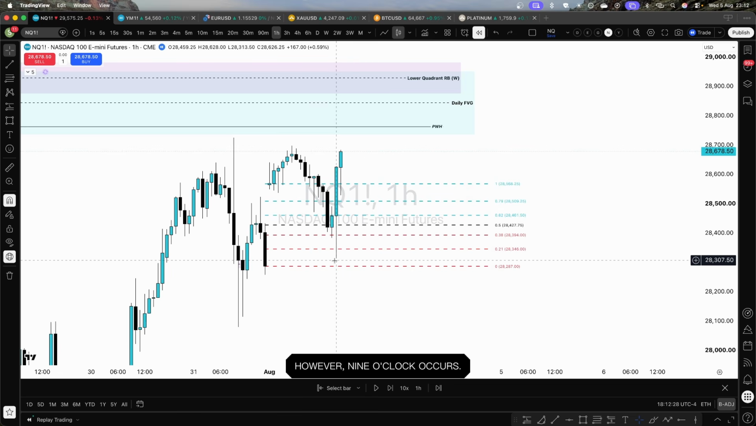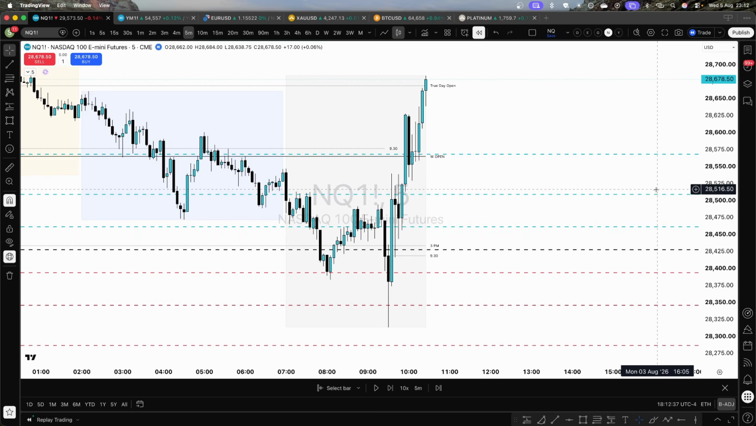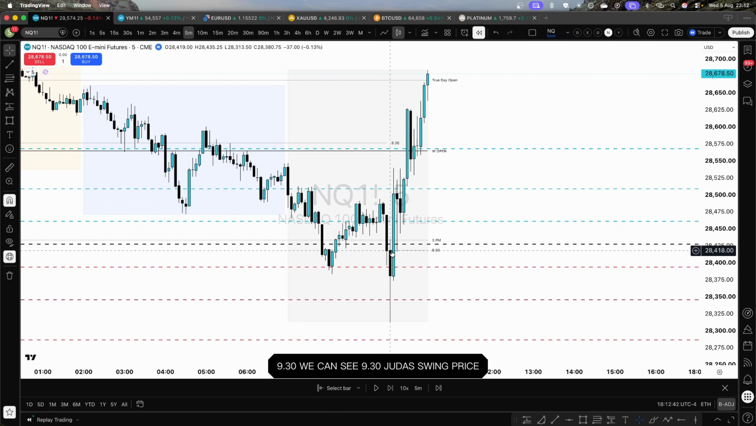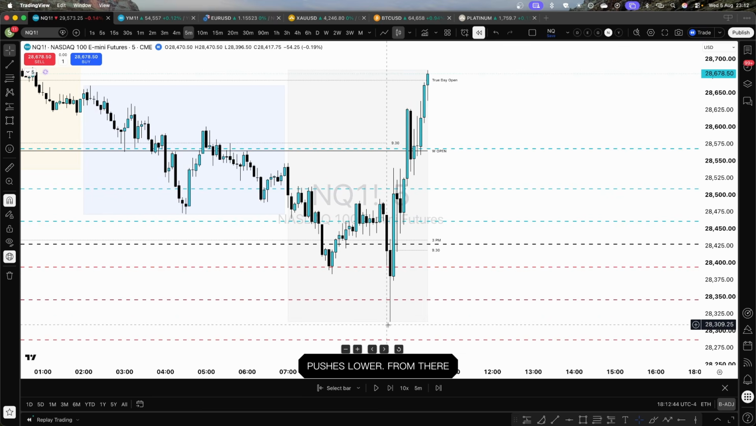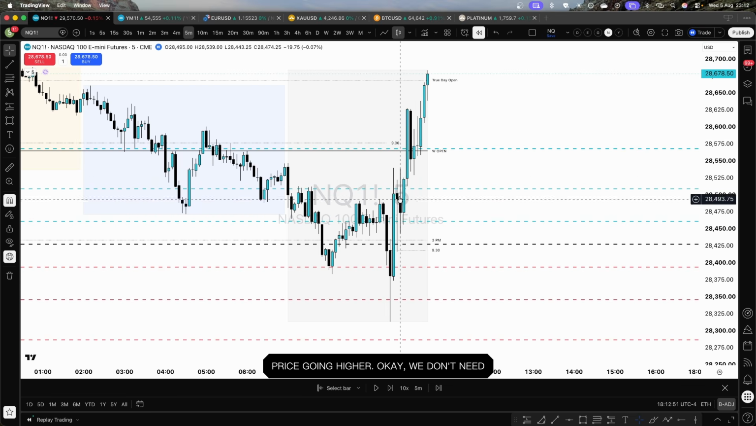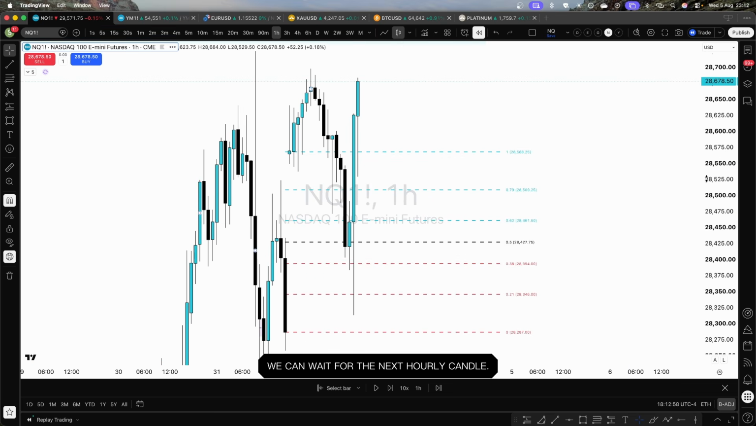However, 9 o'clock occurs. We have the Judas swing at 9:30. Let's go down to the 5 minutes so we can see it clearly. At 9:20, 9:30, we can see the 9:30 Judas swing. Price pushes lower. From there onwards, we can start to see price going higher. We don't need to rush and start buying at this current moment in time. We can wait for the next hourly candle.